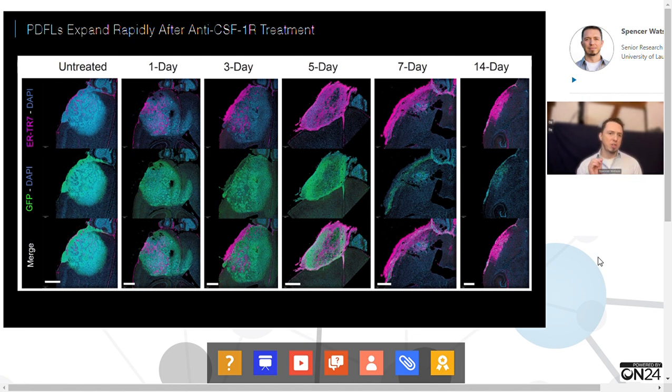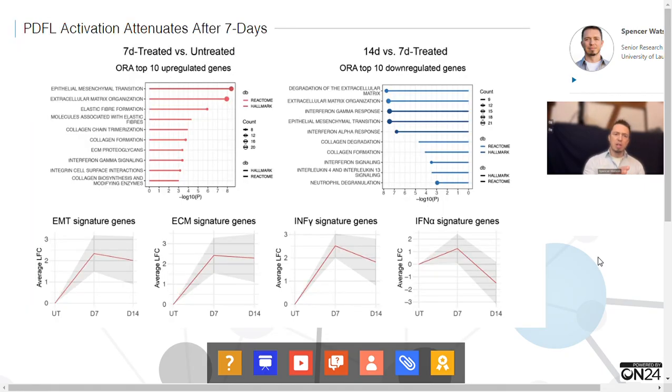So we looked at some GSEA analysis. So now looking at 7 days versus untreated, and we see a lot of pathways that would be very related to this idea of type A pericytes. So we see EMT pathways, ECM organization, we see response to interferon gamma and alpha. But what was interesting was when we looked at a later time point, when we compared 14 days of treatment to 7 days of treatment, we saw that a lot of these same pathways now became downregulated.